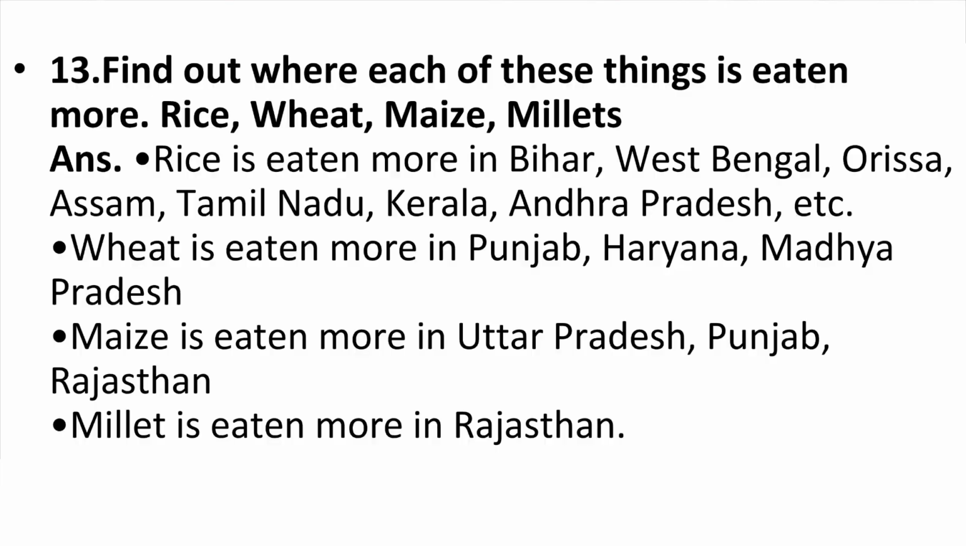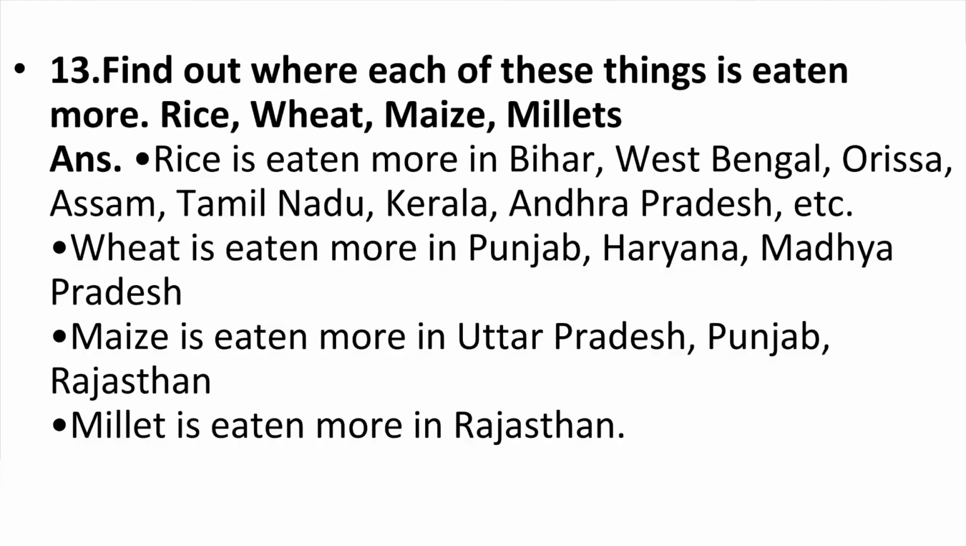Can you people find out where each of these things is eaten? For example, like rice, wheat, maize and millets. To ease your task, let me tell you that rice is eaten more in Bihar, West Bengal, Odisha, Assam, Tamil Nadu, Kerala, Andhra Pradesh, etc. states. And wheat is eaten more in Punjab, Haryana, Madhya Pradesh. Then maize, it is eaten more in Uttar Pradesh, Punjab and Rajasthan, and millet is eaten more in Rajasthan.